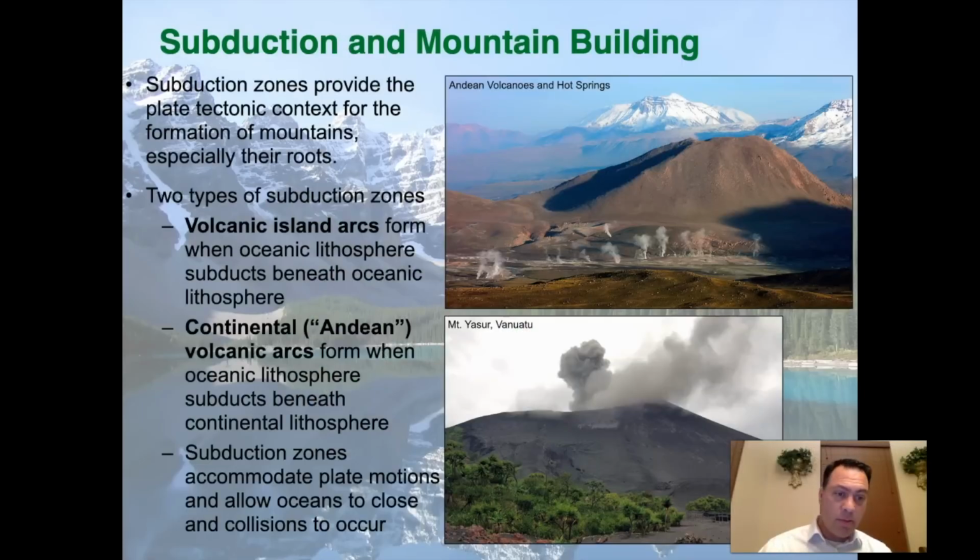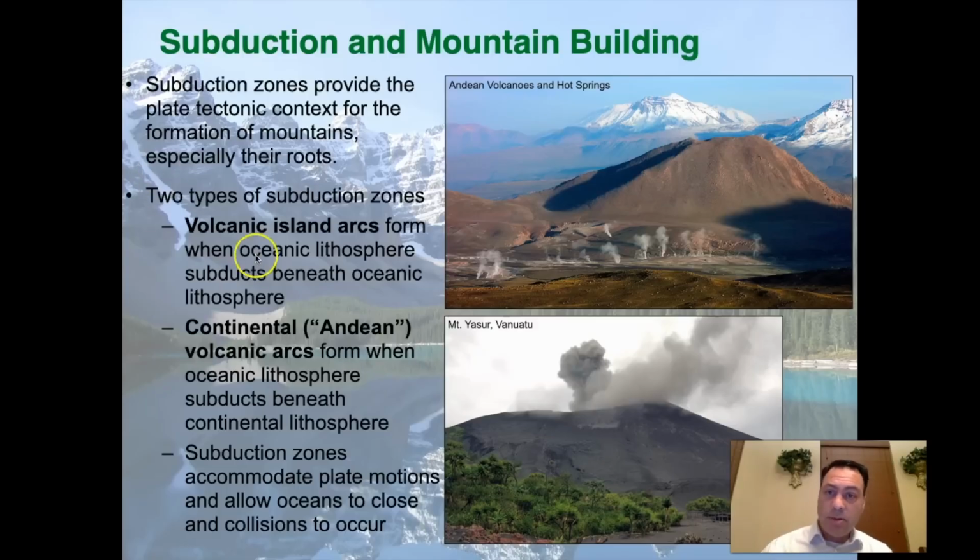Okay, so now that we've gone over subduction zones, we need to connect that to mountain building. It turns out that subduction zones provide the plate tectonic context for the formation of mountains, especially their roots. It's not an accident that where subduction zones exist, where trenches exist, you also happen to have belts of parallel, very tall mountains, usually volcanic.